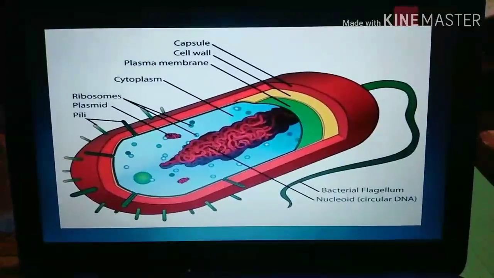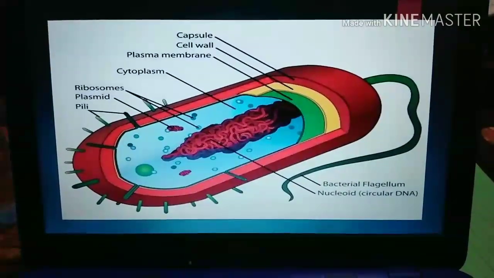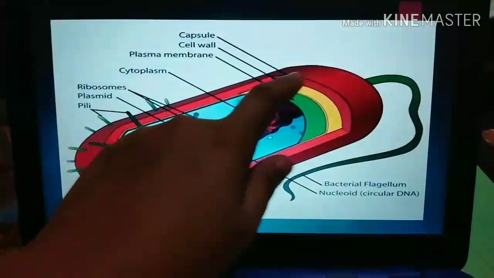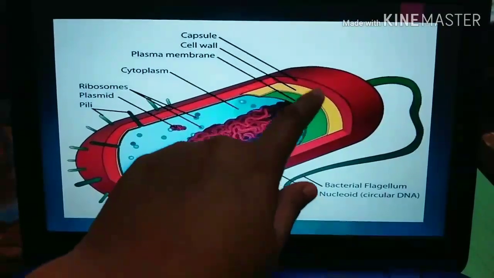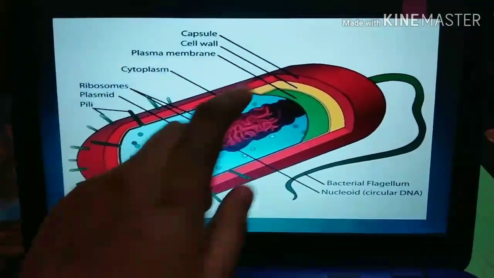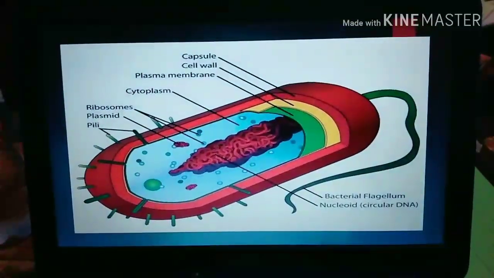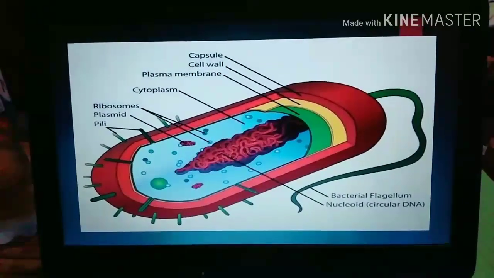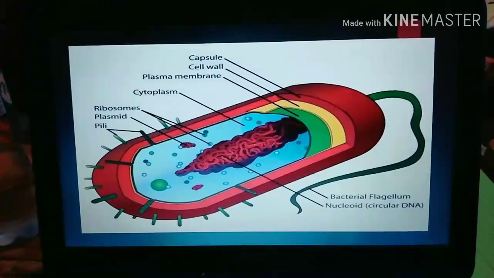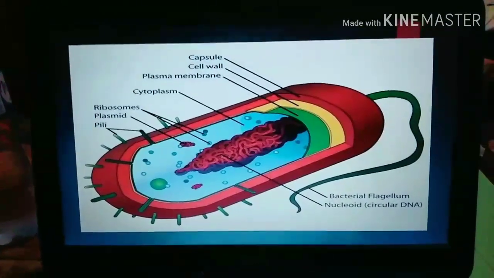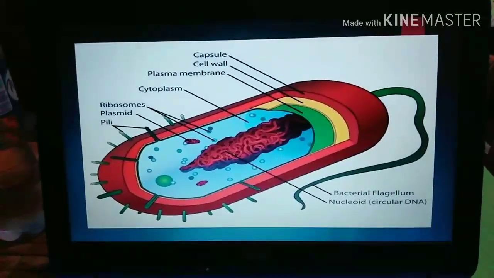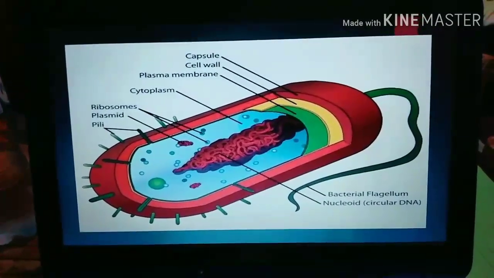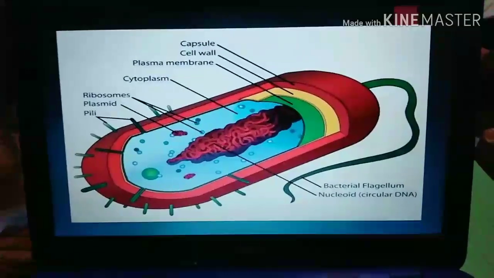Next is the cell wall or the bacterial cell wall. So here is the cell wall. The structure of the bacterial cell wall is quite different from the relatively simple structure of eukaryotic cell walls, although they serve the same functions, providing rigidity, strength, and protection.